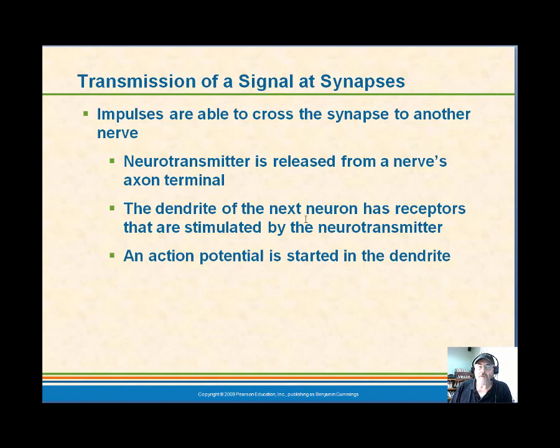The dendrite of the next neuron has receptors that will pick up the neurotransmitter and open some gates, which will allow sodium to pass in and potassium to pass out, and we start the whole thing over again. So an action potential is started in the dendrite. So dendrites in nerves are the receiving portion, whereas axons are the sending portion.